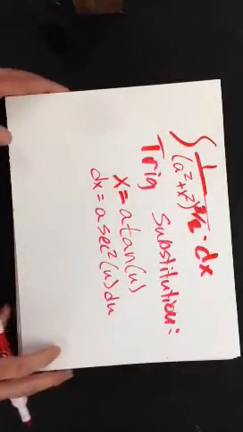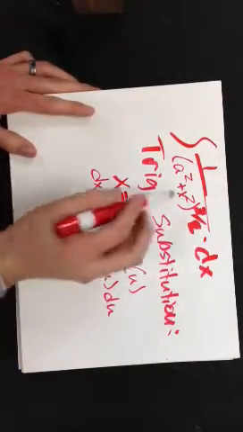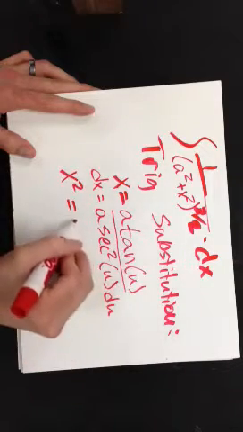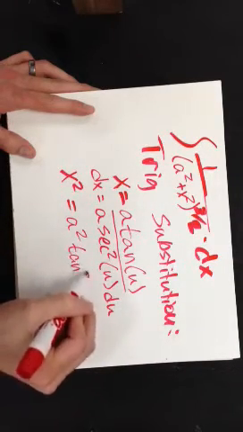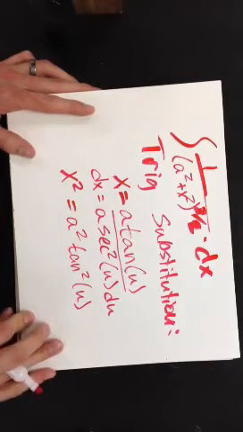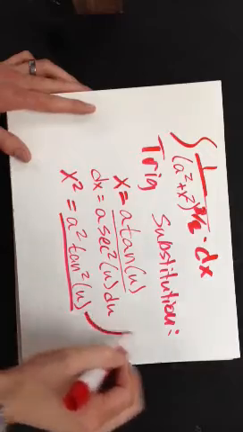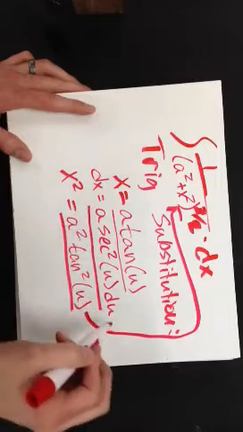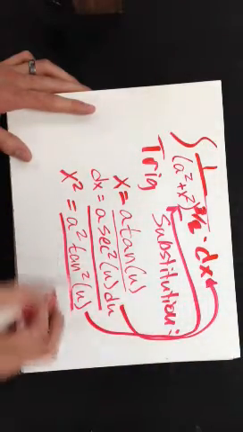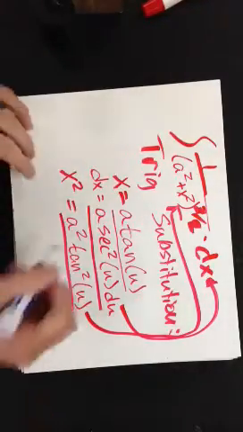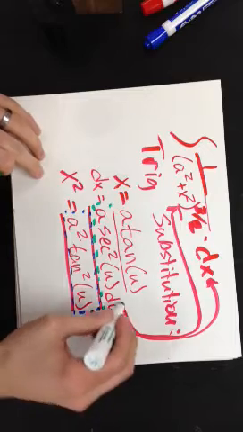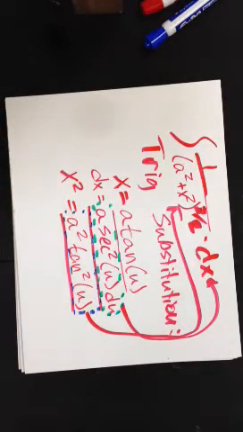Okay. So with that, if you look, I've got x squared. So x squared just becomes this squared, so a squared tan squared of u. So now we're going to take this and plug it into our equation, and then we're going to take this and plug it in for dx. So this goes in for x squared, and then our a secant squared goes in for dx.